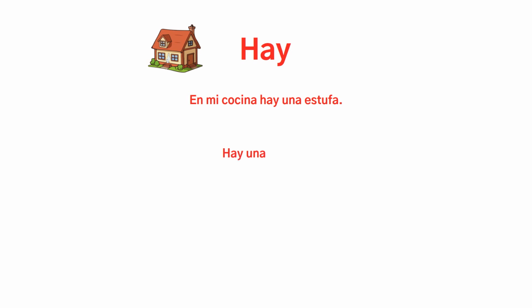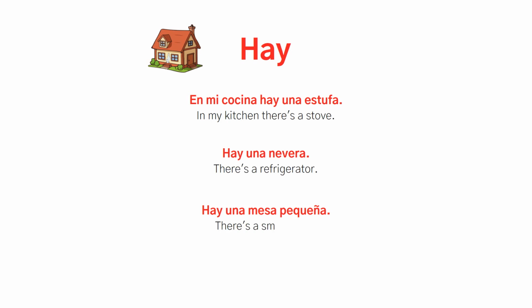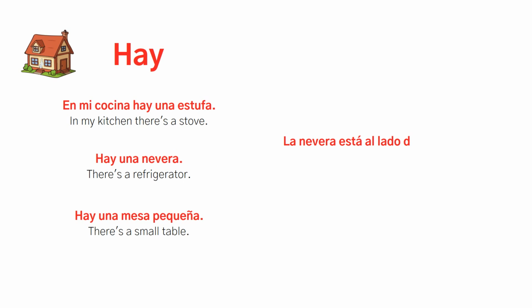When you describe a room, a ciudad, a house, you'll often use hay to list what exists there. En mi cocina hay una estufa, hay una nevera, hay una mesa pequeña. In my kitchen, there's a stove, there's a refrigerator, there's a small table. You're inventorying what exists in the space. But if someone asks where your nevera is specifically, you switch. La nevera está al lado de la ventana. The refrigerator is next to the window. Now you're locating a specific item.